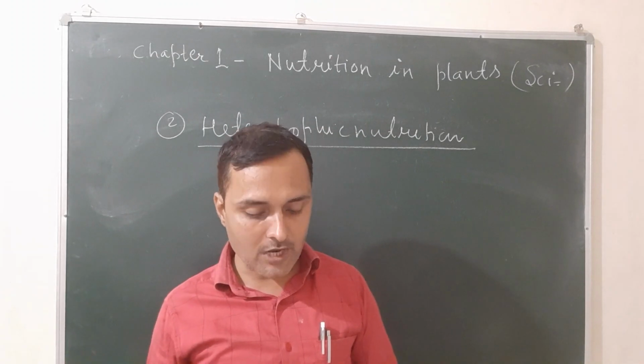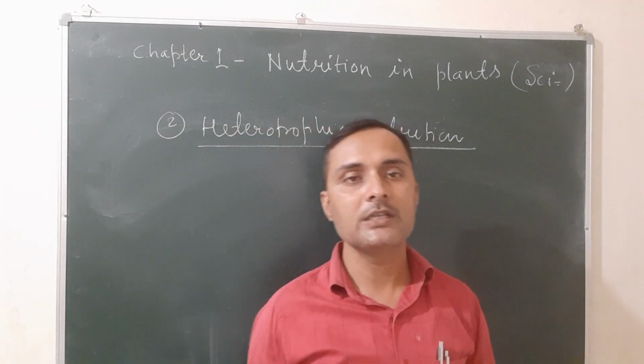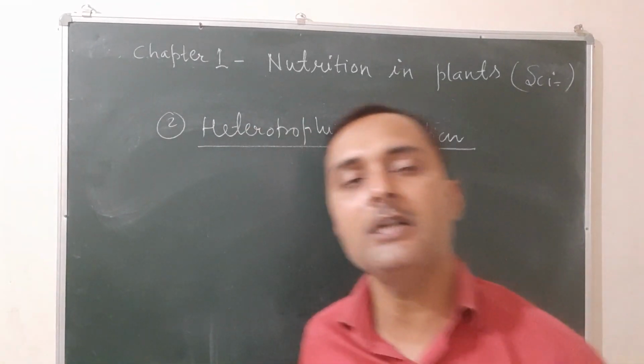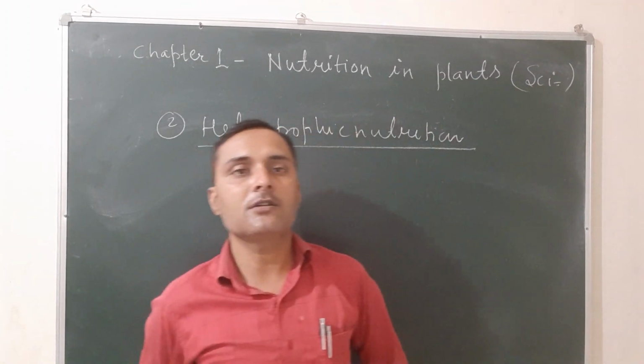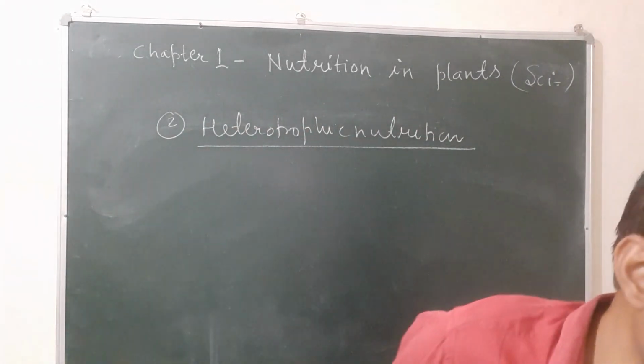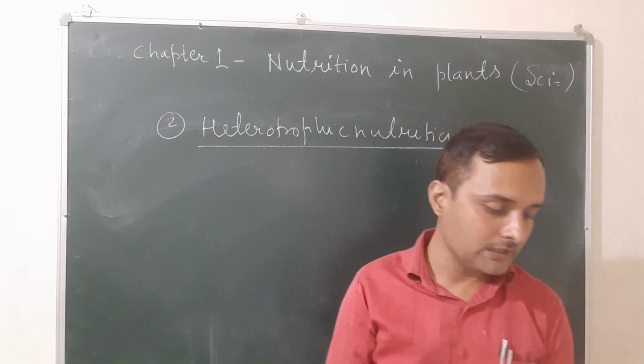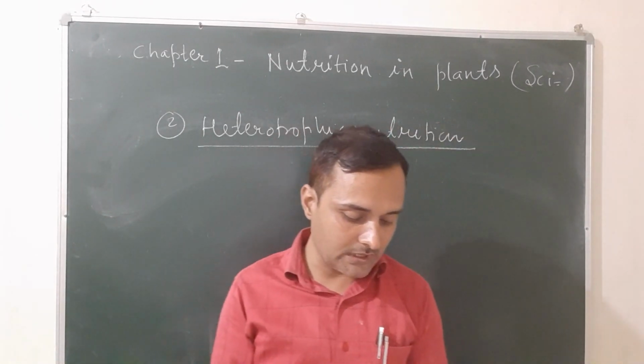Okay, and the requirements of photosynthesis are, first one atmospheric carbon dioxide, second one water, third one sunlight, and fourth one chlorophyll. So this is all about photosynthesis.